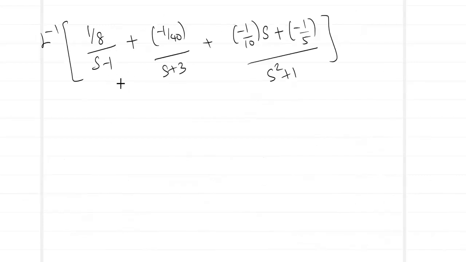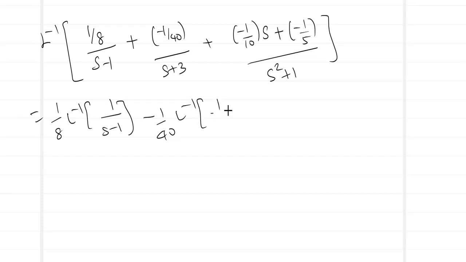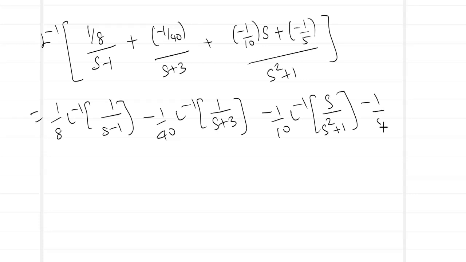So now it is time to consider the Laplace inverse. How to convert into Laplace inverse? Take the individual components: 1 by 8 times Laplace inverse of 1 by S minus 1, minus 1 by 40 Laplace inverse of 1 by S plus 3, minus 1 by 10 Laplace inverse of S by S square plus 1, and the last term, minus 1 by 5 Laplace inverse of 1 by S square plus 1. Now it is just an easy task to compare it with the formulas which we have already studied and then get our final answer.